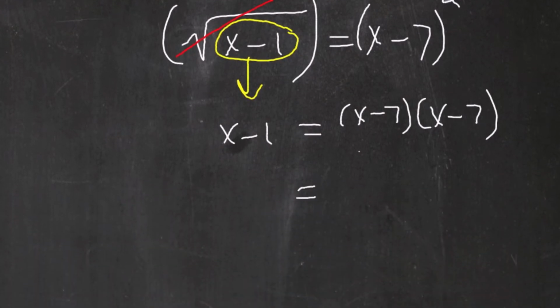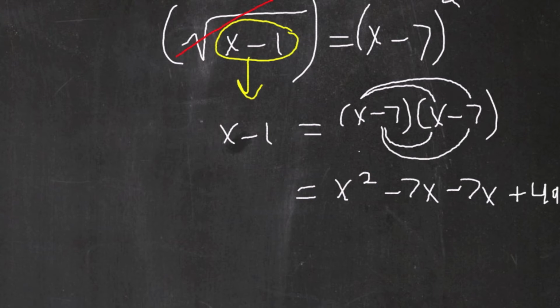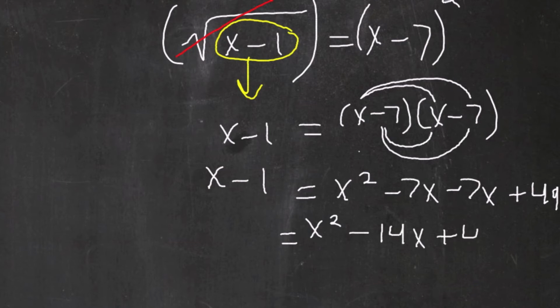x times x would give us x squared. x times the negative 7 would give us negative 7x. Then negative 7 times x would give us another negative 7x. Negative 7 times negative 7 would give us a positive 49. And on the left side, we have the x minus 1. On my right side, let's combine like terms. I have my x squared. Negative 7x minus 7x gives us a negative 14x, and then we have the positive 49. And on the left side, we have the x minus 1.